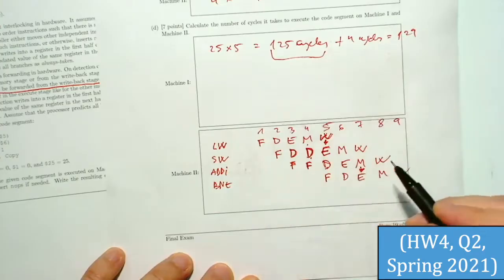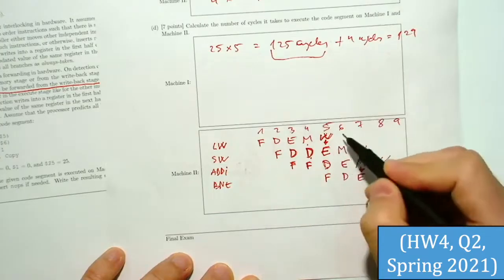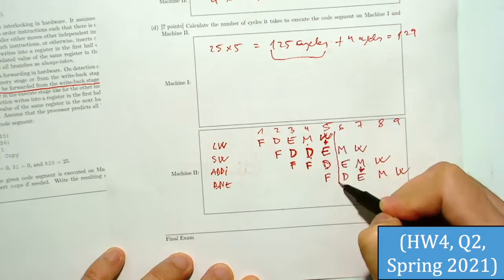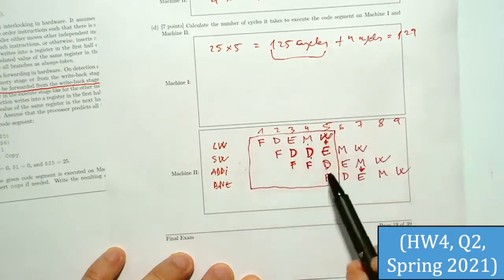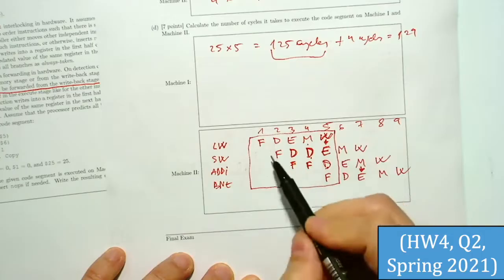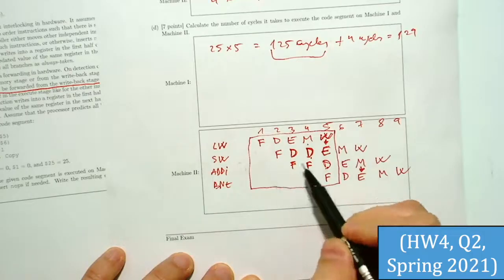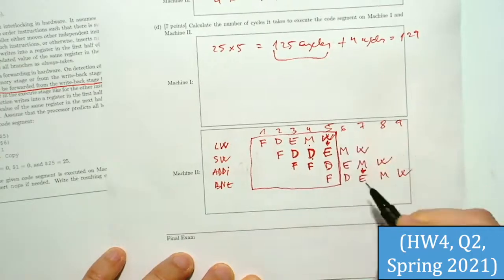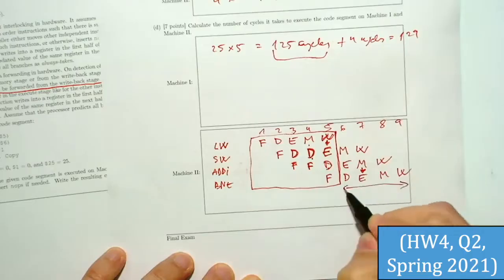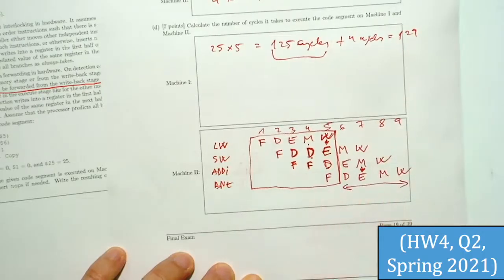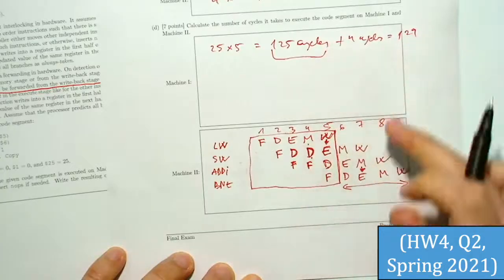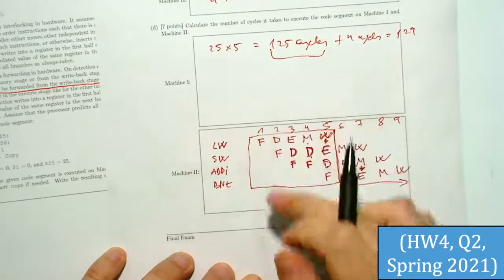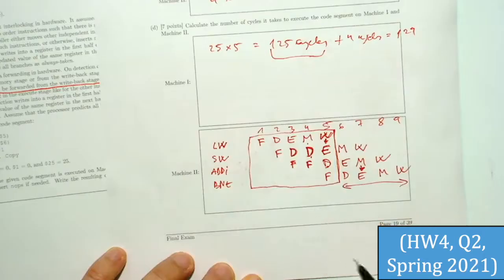So in each loop we need 5 cycles, and then in the final loop we need 4 additional cycles to finish the last instruction. So basically, it's the same number of cycles as machine 1 and machine 2 executing the same number of cycles, 129.